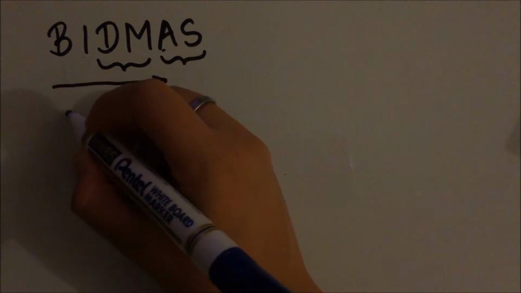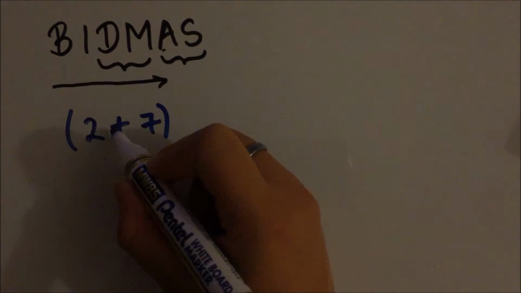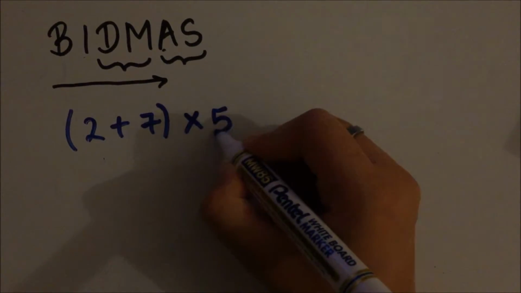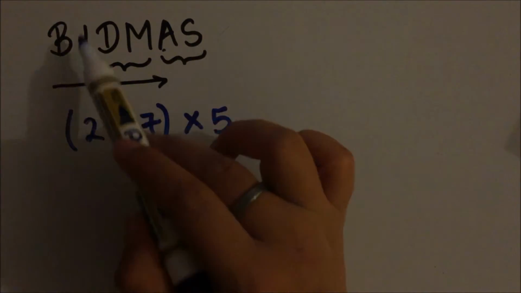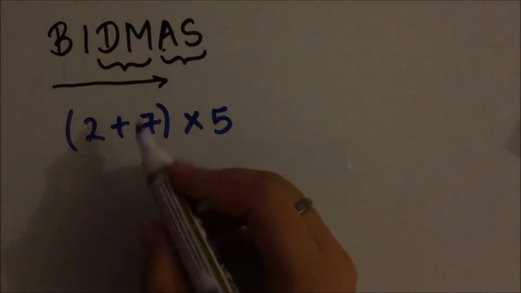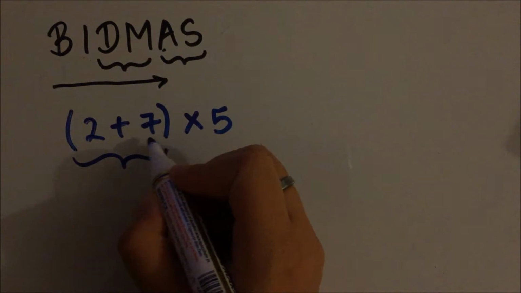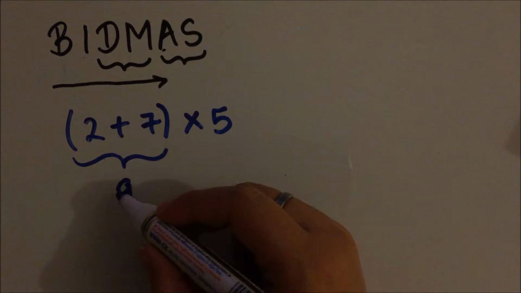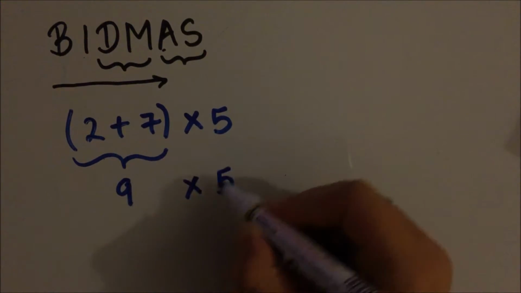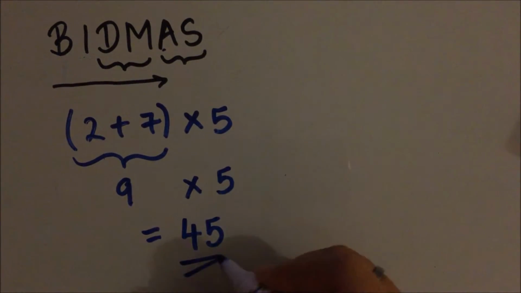So let's take a look at an example here. The example that I'm writing down right now includes brackets, addition, and multiplication. So refer back to Bidmas, and clearly B comes first, and we always solve the brackets first. Well, in the brackets it's 2 add 7, so we do exactly what it says in the bracket. So we add 2 to 7, which gives us 9, and then all we do is multiply 9 with the 5 on the outside, which then leaves us with 45, and 45 is our final answer.